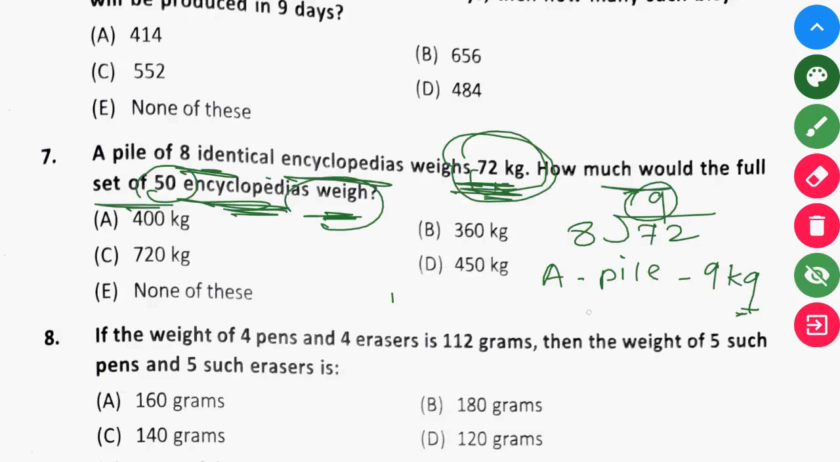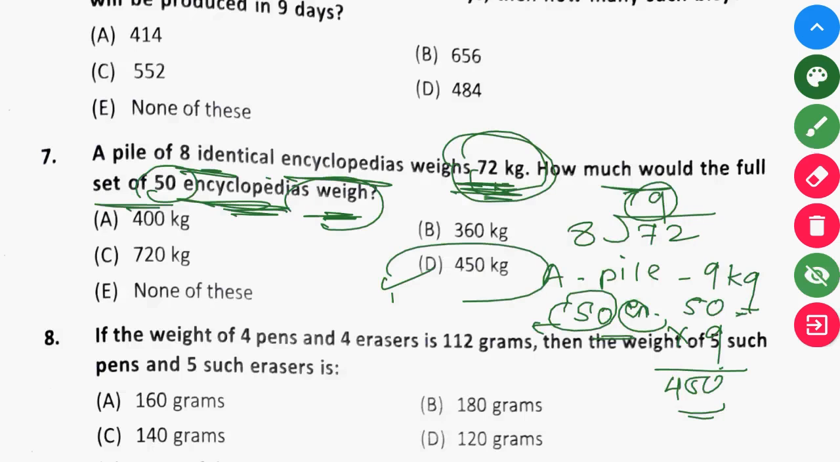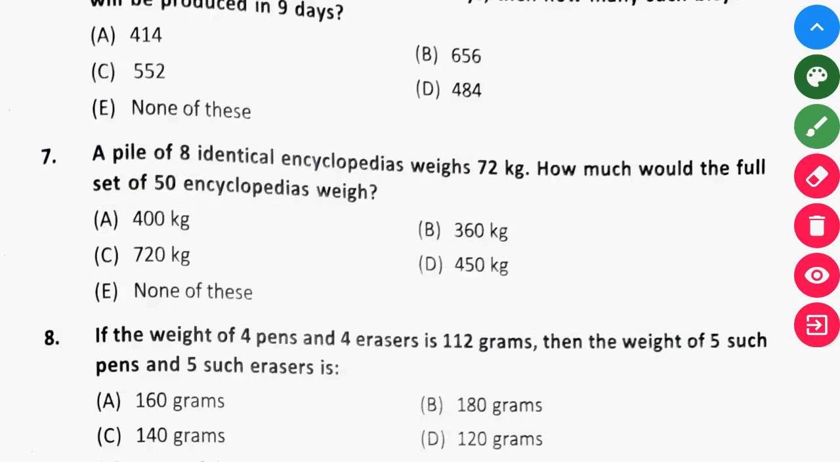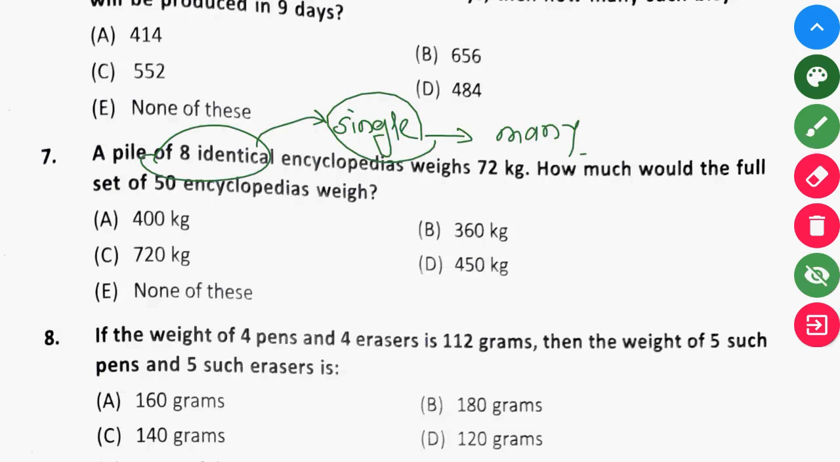Now we have 50 such encyclopedia sets, that is piles. Okay, so we'll do multiplication. 50 multiplied by 9. So our answer is 450. So 450 kg is the weight of the full set of 50 encyclopedias. Okay, I hope you understood. Here again something which is many is given. First we find the solution for single, and from that single we again jump to many.